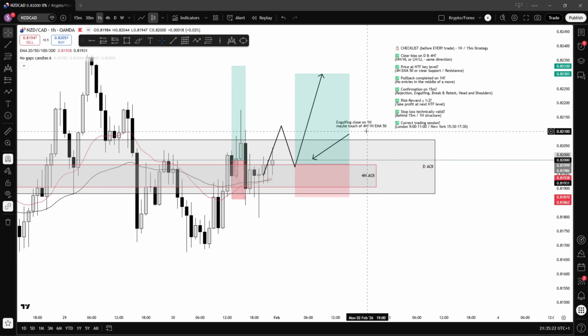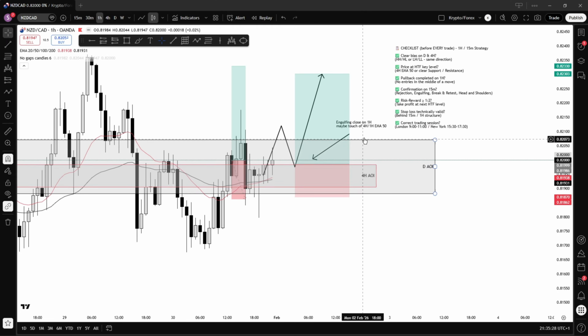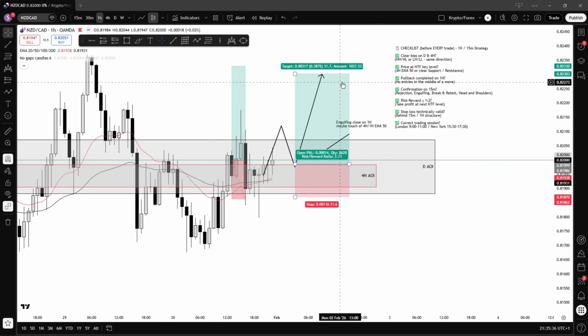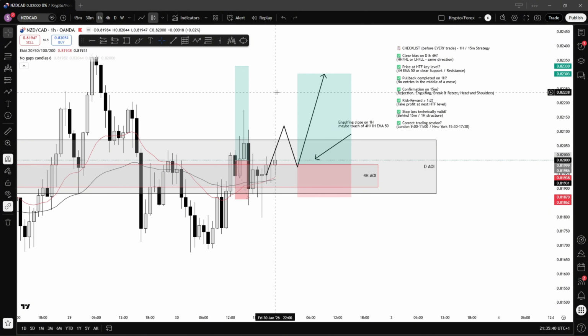And then I need a close on the 1-hour, an engulfing close. Sorry for that. An engulfing close, and yeah, I'm simply not going to enter on the 15-minute because this is a 1-hour trade, not a 15-minute trade.